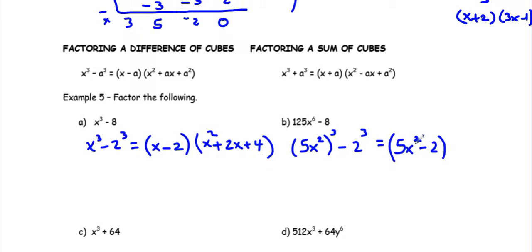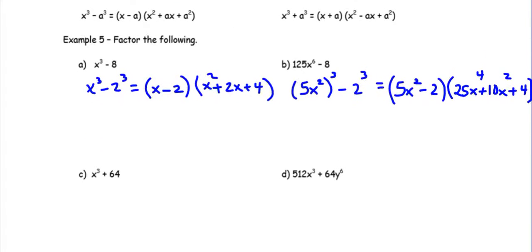And then what I do is I square this, so that's 25x to the 4th. This times this with the opposite sign, so this is plus 10x squared, plus 4, square the last term. Okay? So the cube root of this minus the cube root of this, and then square this, multiply these two together, change the sign, and then square that. Okay, that's the difference of cubes. So you have to memorize that.